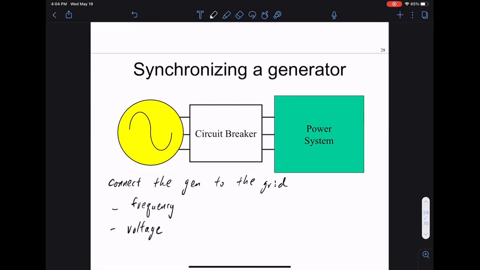We can't just connect anything to the grid. So the generator matters, right? For a generator, the frequency matters a lot when you connect to the power system.